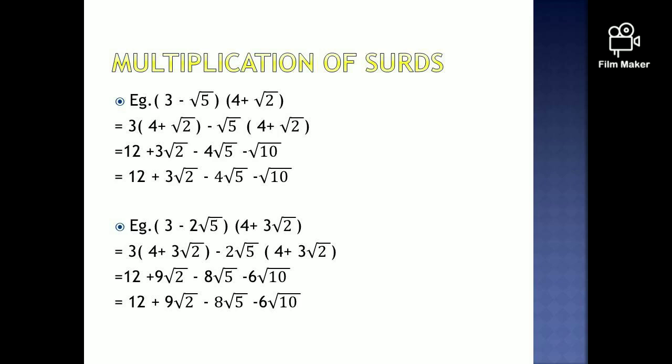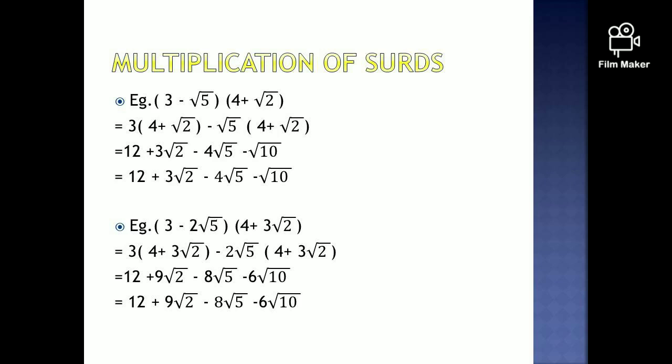With that, you can see there are no other simplified versions, because none of the terms can be simplified and there are no similar surd terms to be added. Therefore, you can write the final answer as 12 plus 3 root 2 minus 4 root 5 minus root 10.